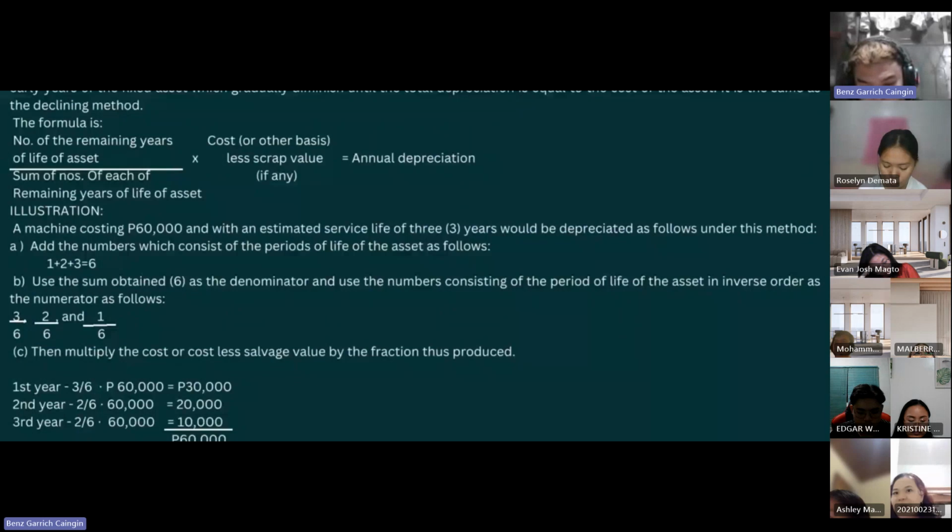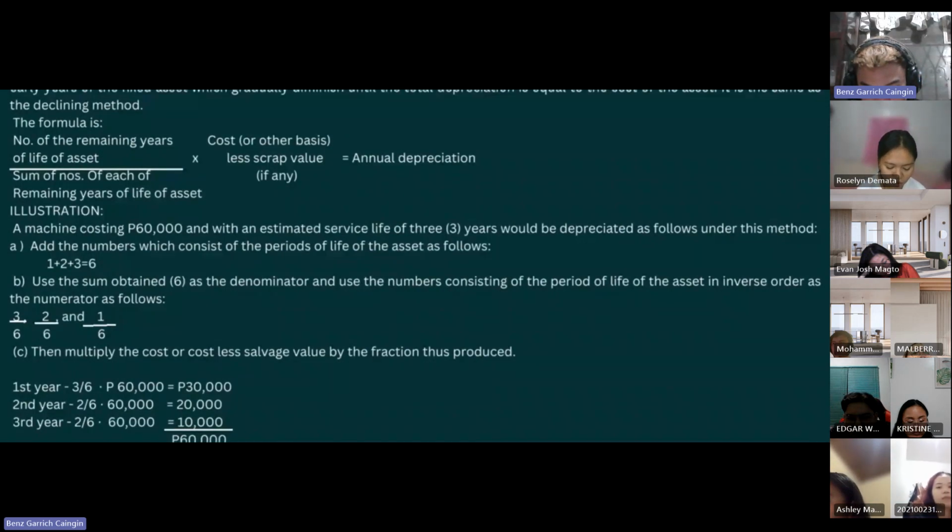So here, letter A, add the numbers which consist of the periods of life of the asset as follows. Since we have 3 years, we're just going to add 1 plus 2 plus 3 equals 6. In the second process, use the sum obtained, 6, as the denominator and use the numbers consisting of the period of life of the asset in inverse order as the numerator. So for the result of letter A, we distribute the 6 into denominators, and we put 3, 2, 1 as the numerators since it is 3 years. So let's proceed to the last process.